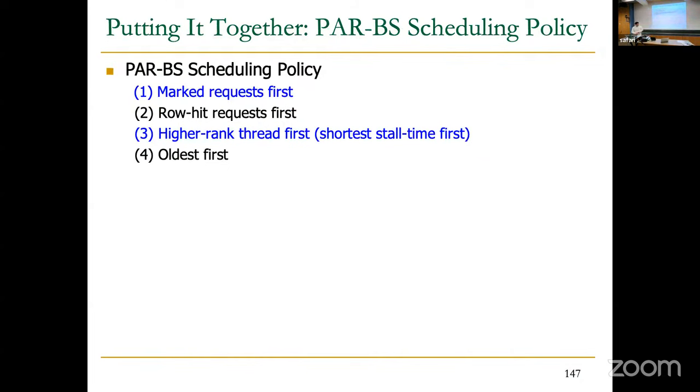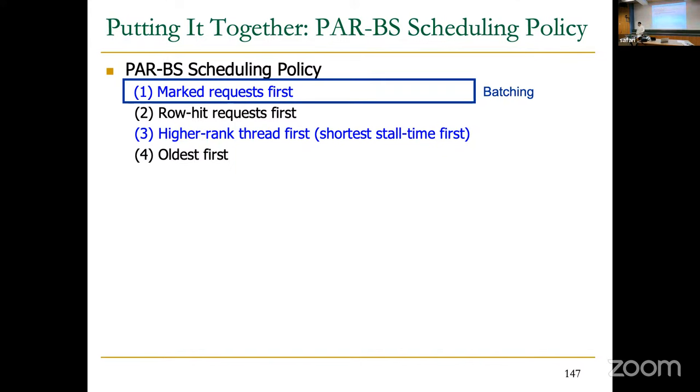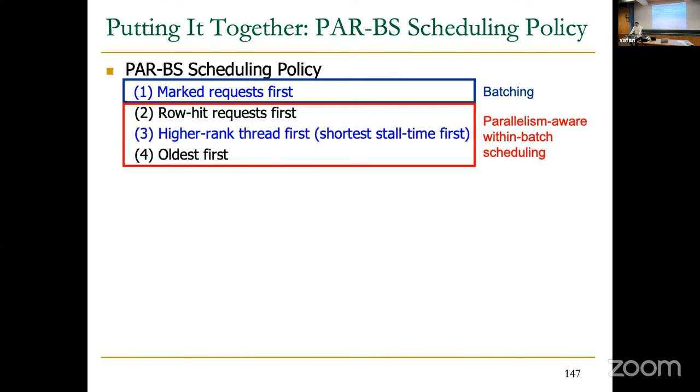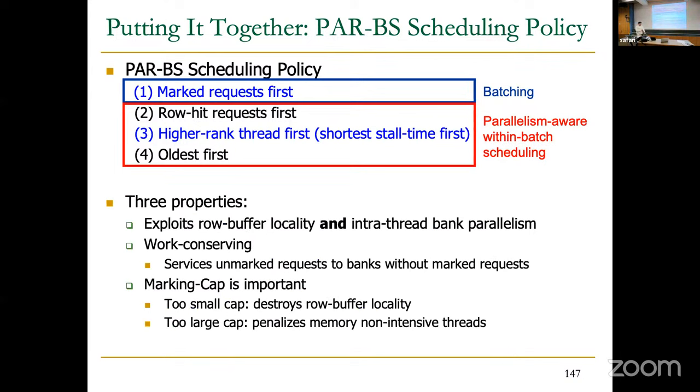So putting it together, PAR-BS's scheduling policy is made up of 4 components. First, we schedule the marked requests that are in the batch, then row hit requests, because they can be serviced very fast. If you have a row hit, it's done in 2 nanoseconds, you're done. Third, higher rank thread first in case we have row conflicts or row misses, using the shortest stall time first algorithm, and then the oldest requests first. So the first component here is due to batching, and the last 3 make up parallelism-aware within-batch scheduling, right?